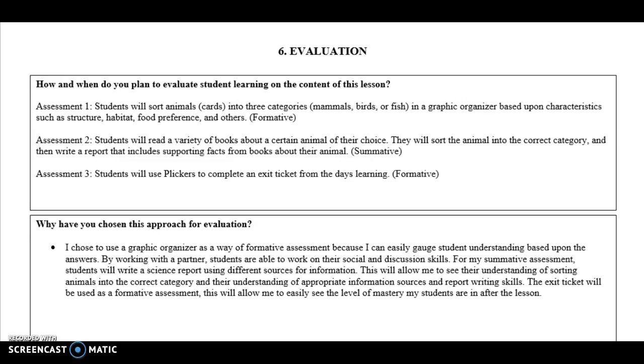And this is because I just want students to become aware of all the different types of sources that we do have out there. And this lesson with the sources would come after we have explored each of the sources in class on their own, so students know what they are. And lastly, the exit ticket will be used as another formative assessment. This will allow me to easily see the level of mastery my students are in after the lesson.